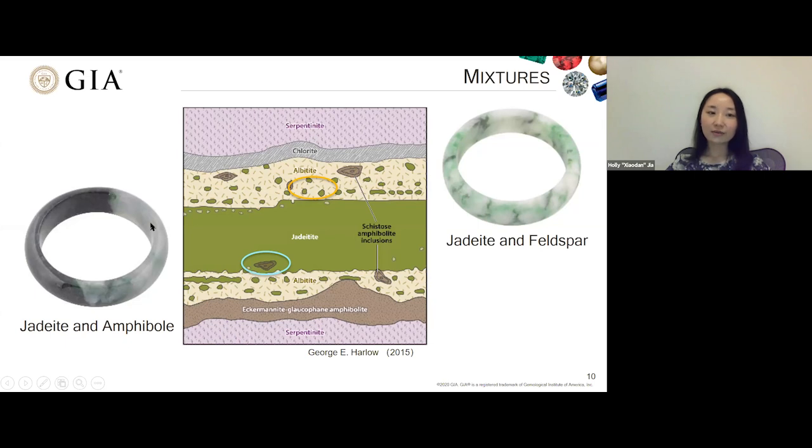The bicolored bangle here is another good example. So the lighter colored area is jadeite, whilst the deep green area is identified as a type of amphibole. As you can see, the amphibole takes up nearly half of this piece. So again, this would be more of a rock.